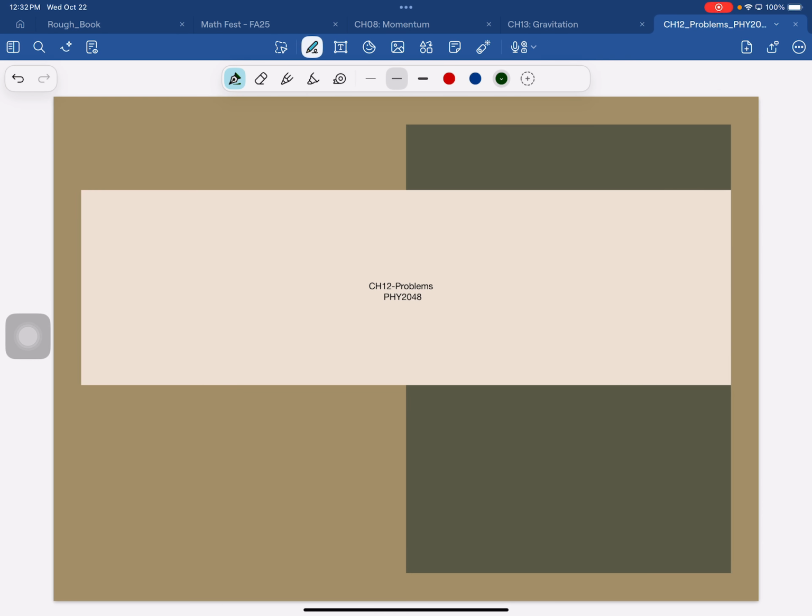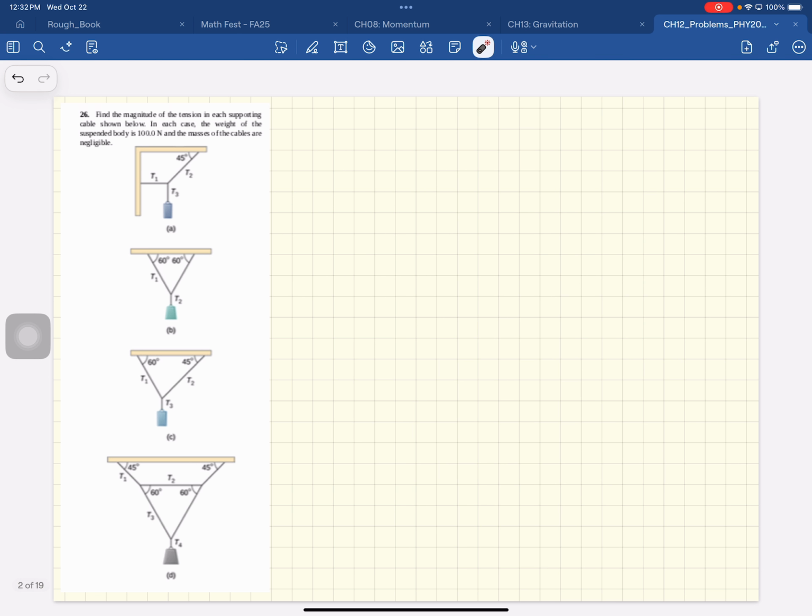All right, so we're doing problems from chapter 12 today. Here are various setups. In all these setups, the goal is to hang this sign or weight or whatever. I'll do one of them.